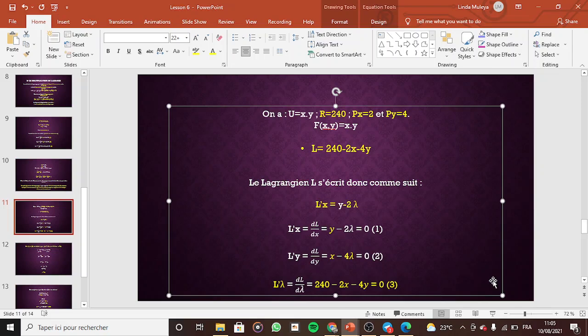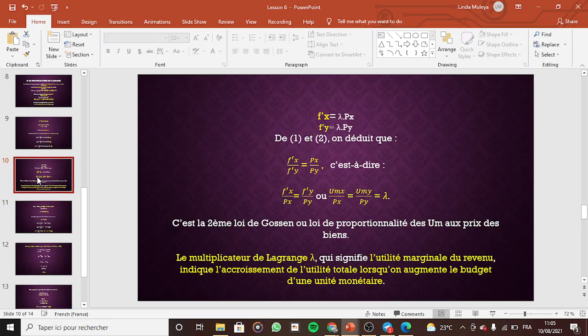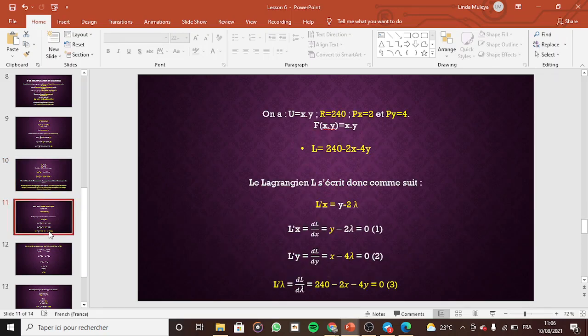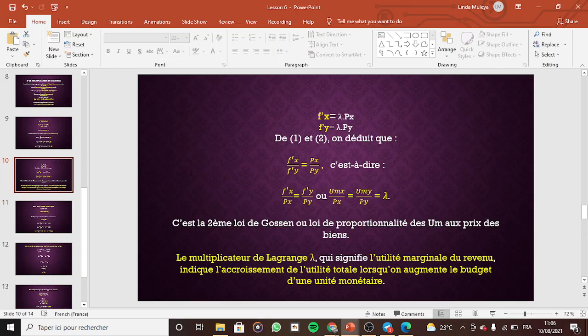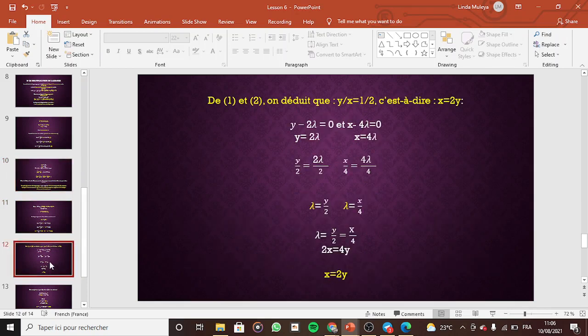So now you have 3 formulas. In the previous slide, we saw that from the first and second formula, we deduced that f prime of x over f prime of y is equal to the price of x and the price of y. So for us to finally find the values of x and y, we're going to use that equality and replace it. The next point is this here. From 1 and 2, we deduce that y over x is equal to 1 over 2. That's to say that x is equal to 2 multiplied by y.